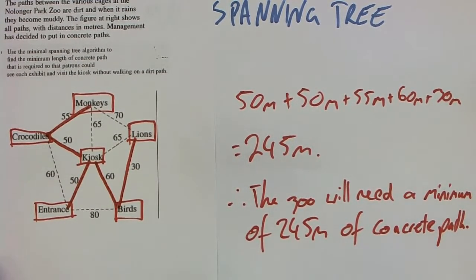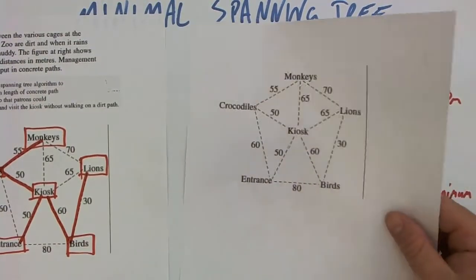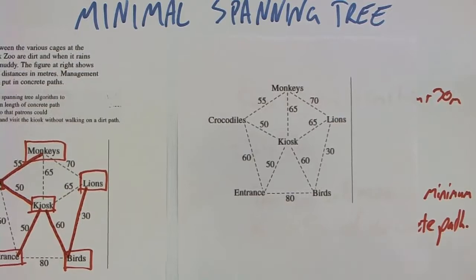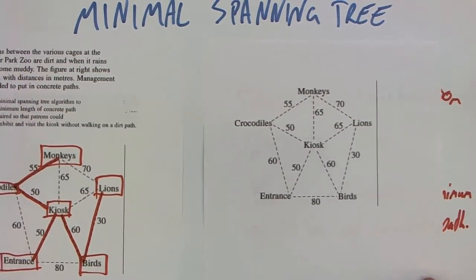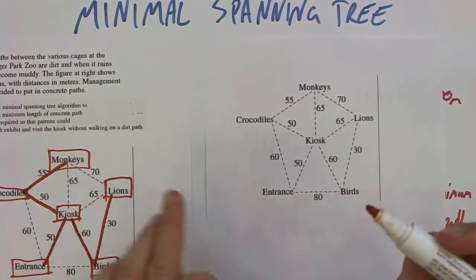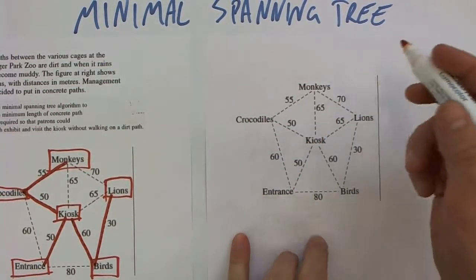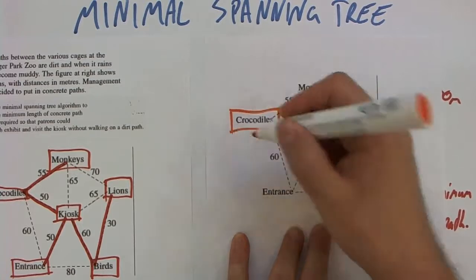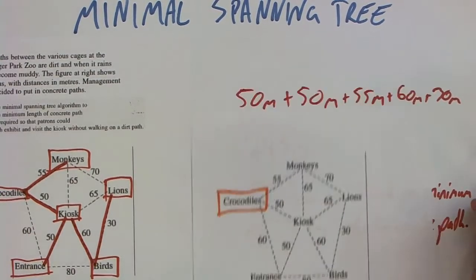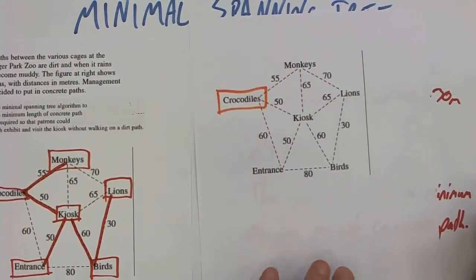But just because I think it's cool, let's have a look at a blank one. Remember how I said that you could start from anywhere? Okay, let's test it out. Let's start instead from the crocodiles. Okay, so if I started from the crocodiles, do I get the same minimal amount of concrete? Okay, well, let's have a look.